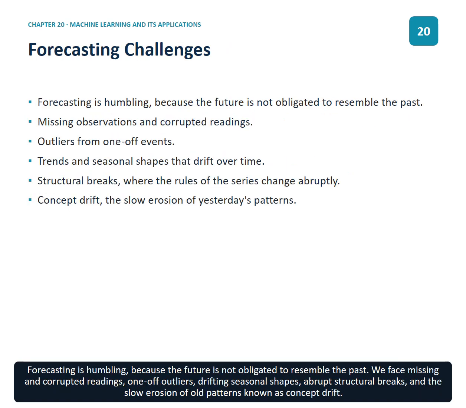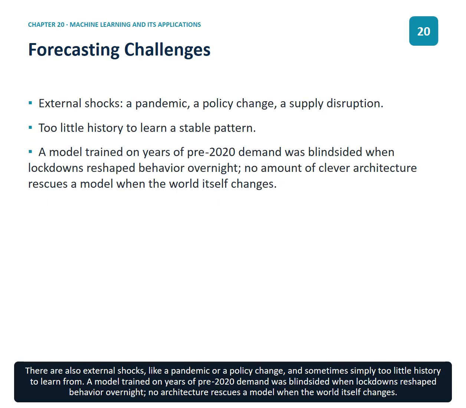Forecasting is humbling because the future is not obligated to resemble the past. We face missing and corrupted readings, one-off outliers, drifting seasonal shapes, abrupt structural breaks, and the slow erosion of old patterns known as concept drift. There are also external shocks like a pandemic or a policy change, and sometimes simply too little history to learn from. A model trained on years of pre-2020 demand was blindsided when lockdowns reshaped behavior overnight. No architecture rescues a model when the world itself changes.